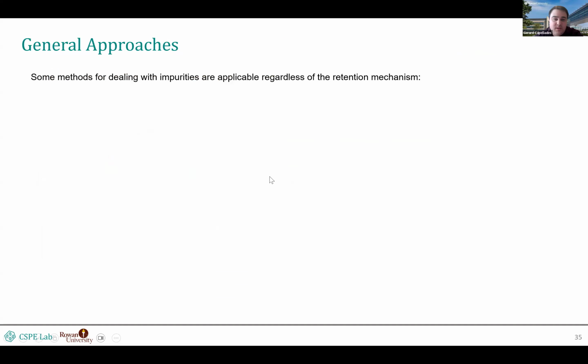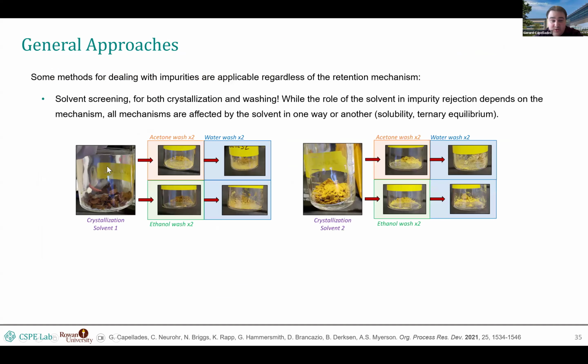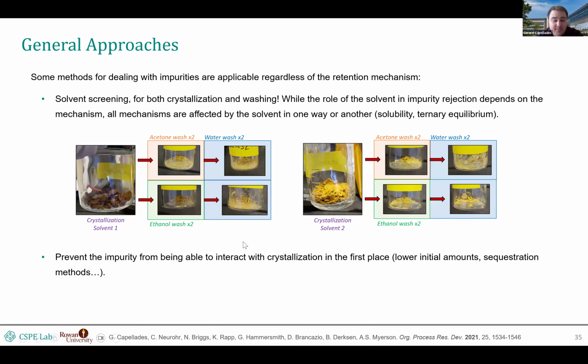Very first thing you want to do is, some methods are always going to be applicable, right? So solvent screening is always very important. I know it's part of what we do now in impurity rejection. That's fine, right? But that's still going to be a very important aspect, right? That's a very general approach that tends to work. Preventing the impurity from being able to interact with the crystallization in the first place is a general approach, something that's very difficult to implement in practice, right? You can try to lower initial amounts, but that comes at the expense of yield. Sequestration methods like complexation, things like that, but that's also very, very system specific, right?